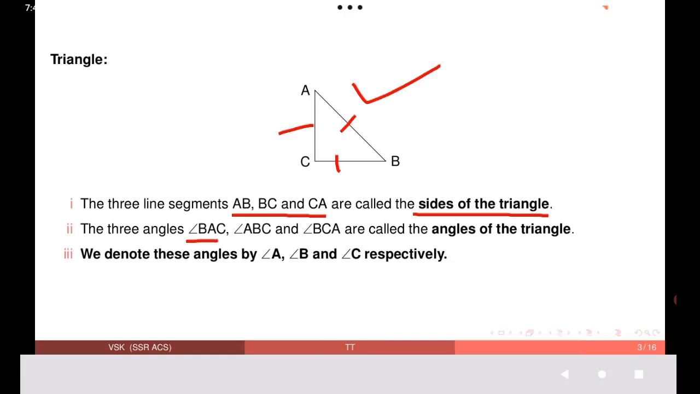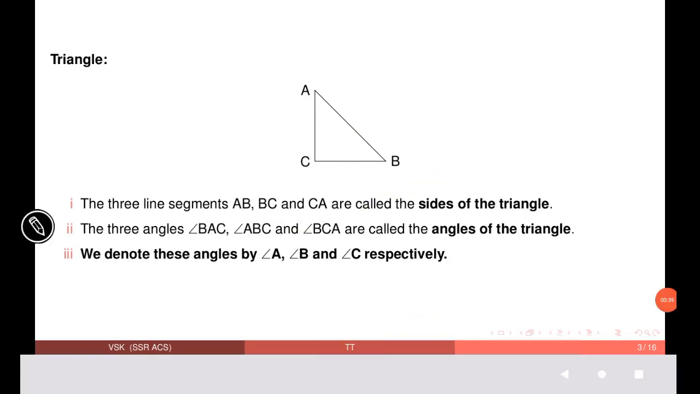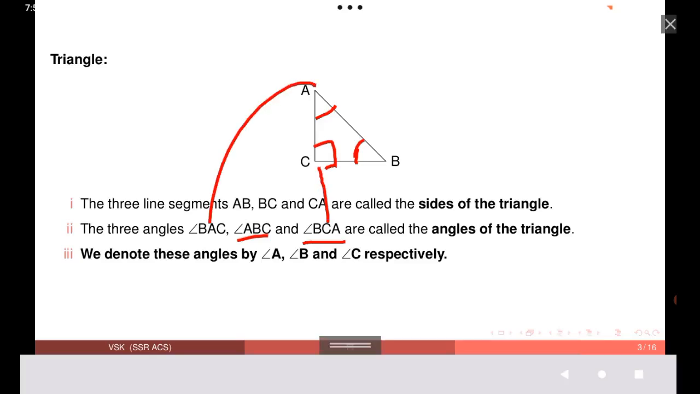Then the angles: angle BAC, ABC and BCA. Which is angle BAC? This will be angle BAC. Angle ABC is this angle. And the third angle is BCA, so C will come in between. So angle BCA is this, angle BAC is this one, and angle ABC is this one.